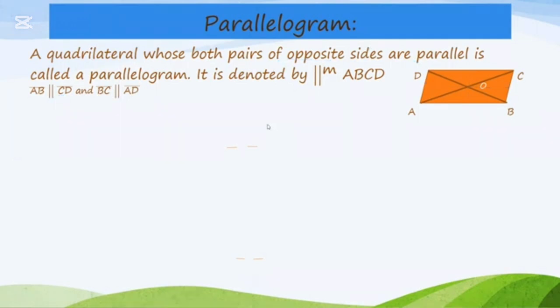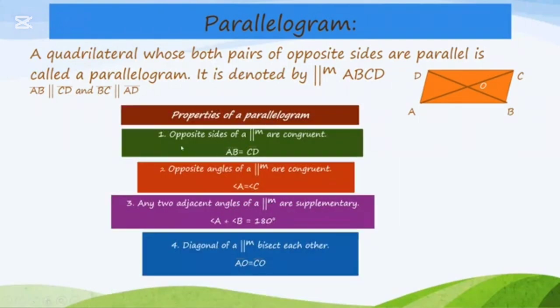So now let's discuss the properties of parallelogram. So property number one, opposite sides of parallelogram are congruent. Okay. The first property is also the definition that the opposite sides are parallel. So if they are parallel, they are congruent too. We can say that side AB is parallel and it is also congruent to side CD, and in the same way, side BC is equal to side AD.